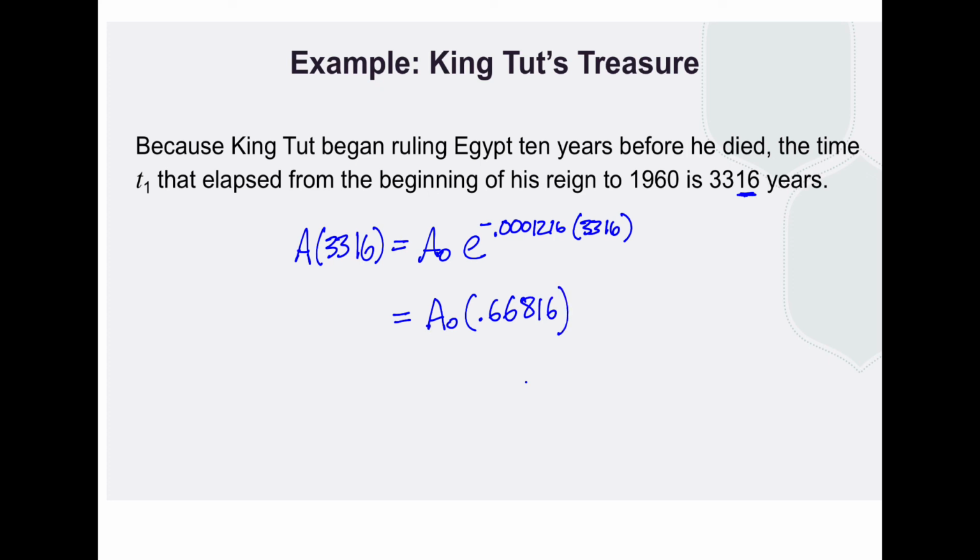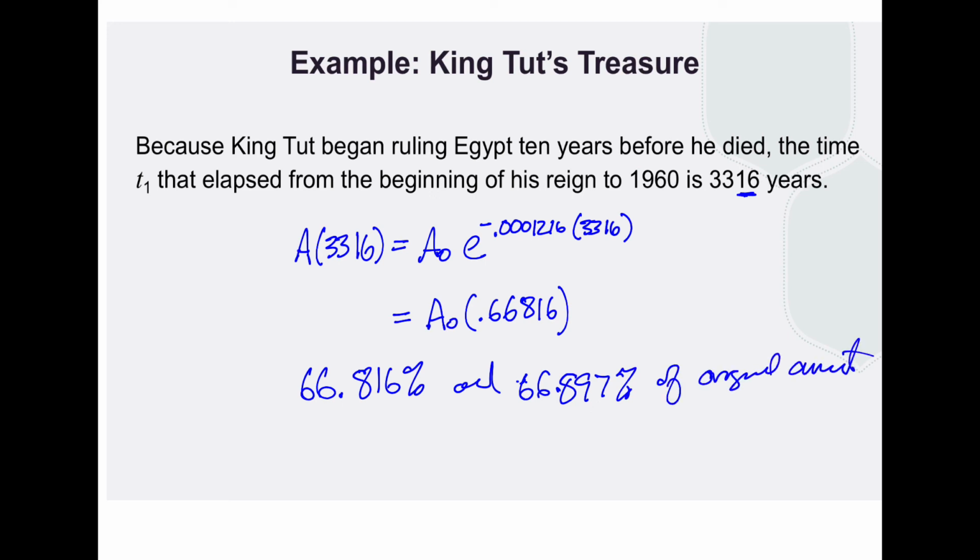0.66816. All right, so if it fell within that time period, we're going to see it fall somewhere between the amount of carbon being 66.816% and 66.897% of the original amount, which is within the time period of King Tut.